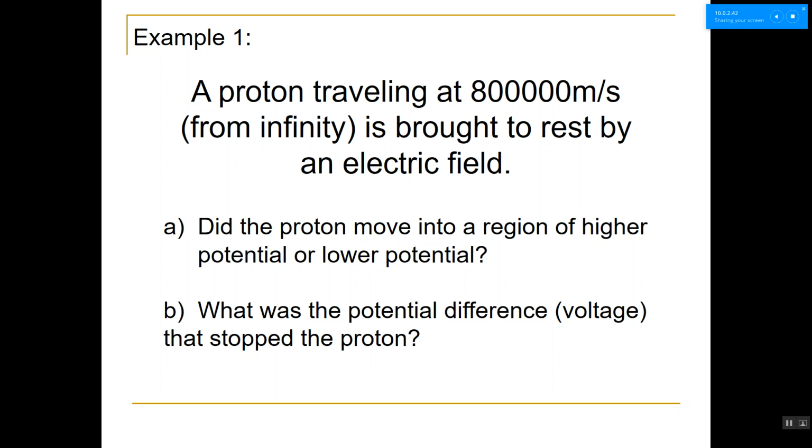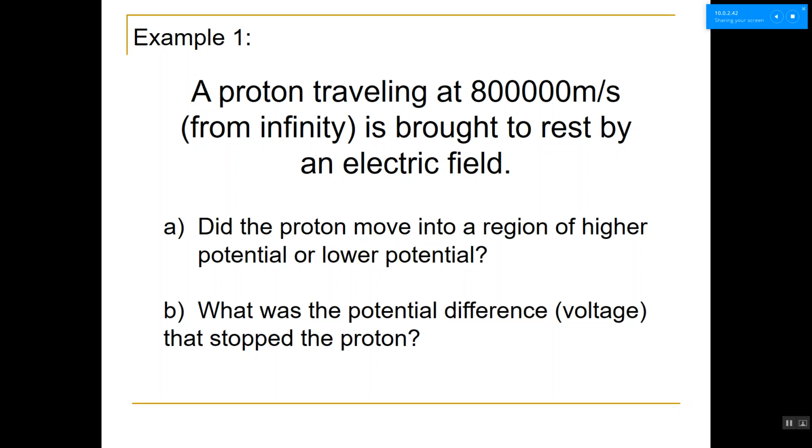So here is an example of that. You have a proton traveling at 800,000 meters per second, right? And what kind of energy does it have if it has the velocity? As what? Kinetic energy. And it comes to rest. So therefore it loses all of its kinetic energy. And all of that kinetic energy in an ideal world becomes what?